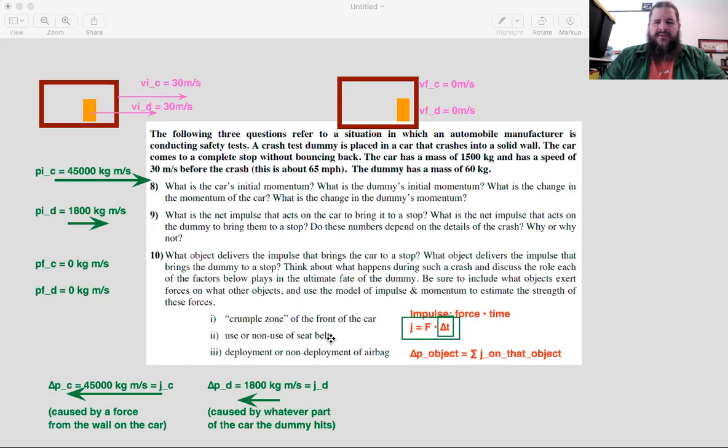But if there's a seatbelt or an airbag, or if the front of the car crumples up, like if you're talking about the car smacking into the wall and not crumpling at all, that's a very sudden stop. But if the car is crashing into the wall and crumples up, if the front of the car is a little bit softer and is able to crumple, that impact takes a little bit more time. So that's really what this whole crumple zone thing is all about.